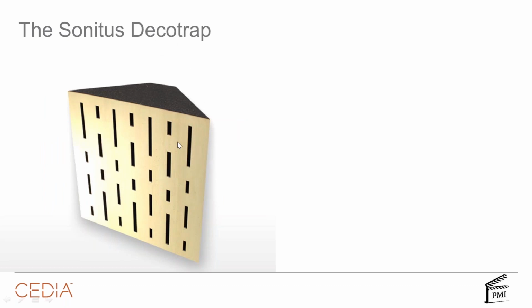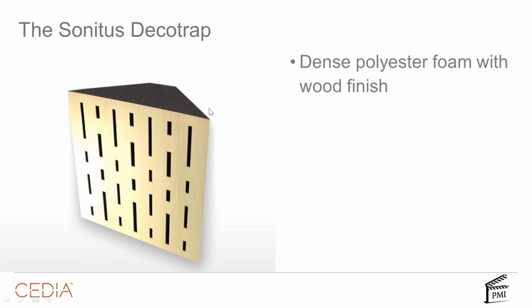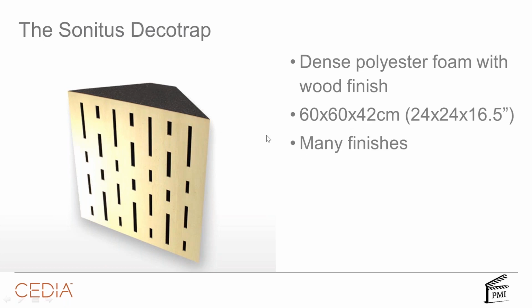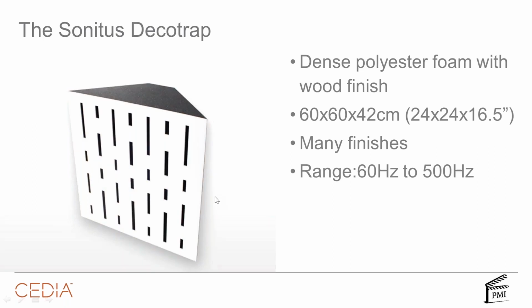We make this thing called a deco trap, which is made out of the same dense fiberglass, dense polyester with a wood finish. It's 60 by 60 by 42. The 42 is in this dimension. It comes in many finishes. It works from 60 hertz to 500 hertz because it's typically stuck in a corner, and it comes in all of the finishes you saw earlier. The deco absorbers are also available here, so you can play with those things, put them in the corner of a room, and take care of low frequency absorption, both overall global reflection decay time in the room and standing waves. So we'll talk later about where to put this.